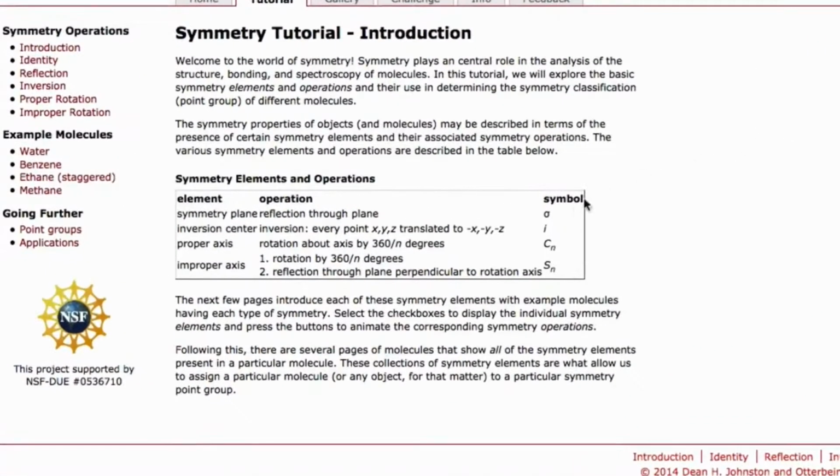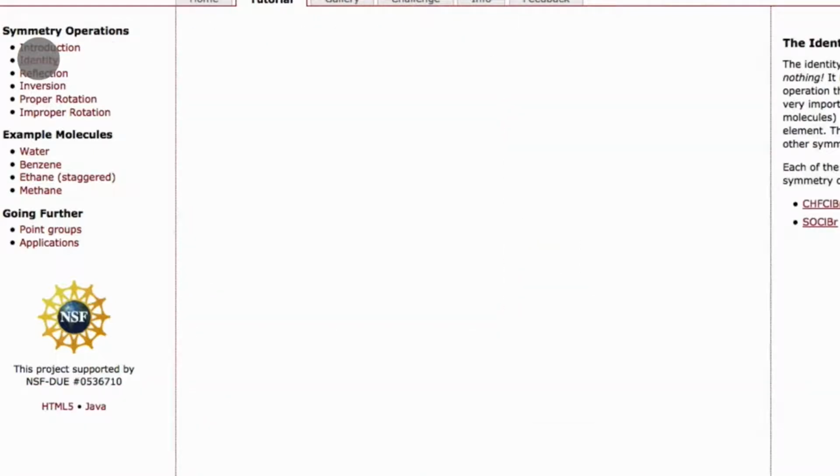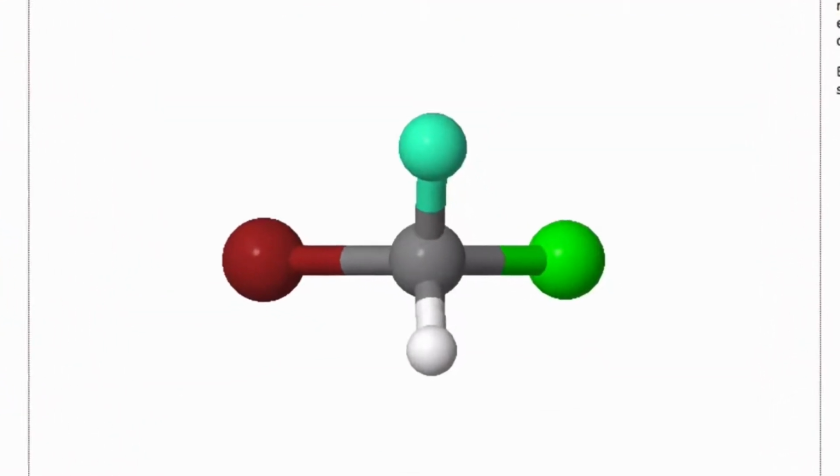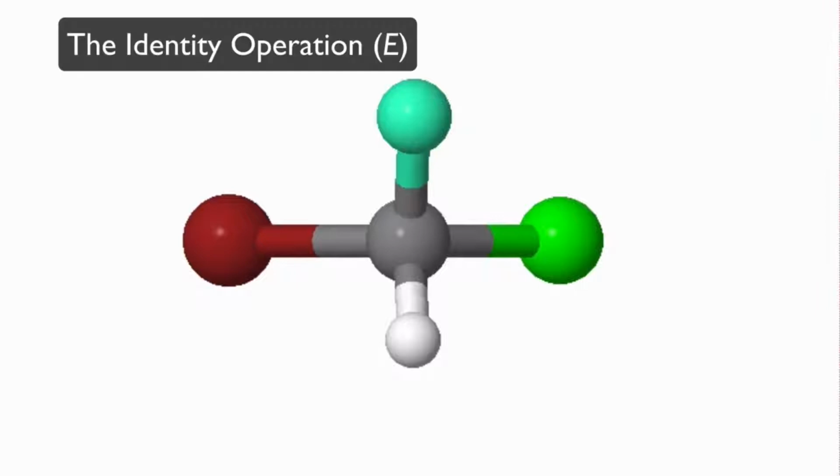You can see here the symbols. We have sigma, identity operation, a rotation axis, and an improper rotation axis. Along here we have the different operations. So we'll click the identity operation, and this is the simplest of all. Okay, you don't actually do anything.